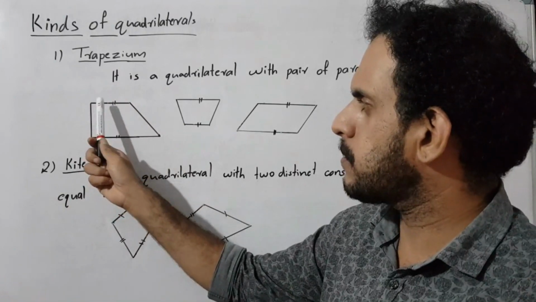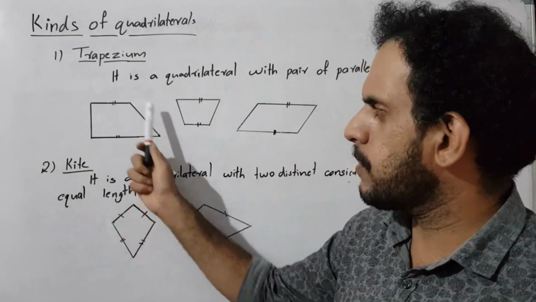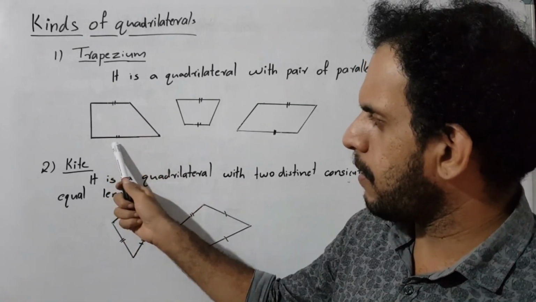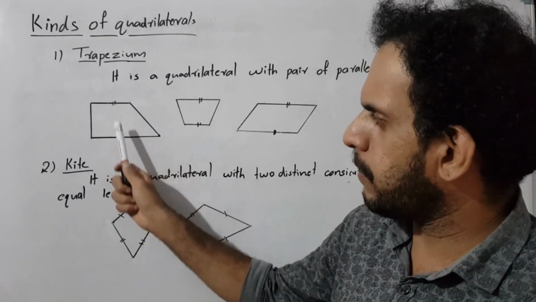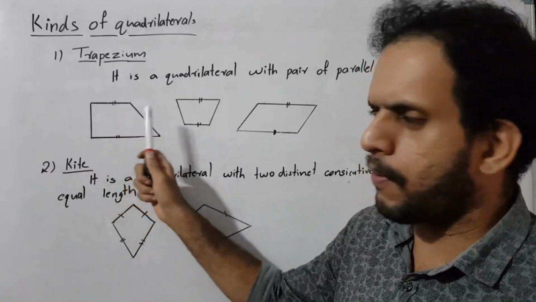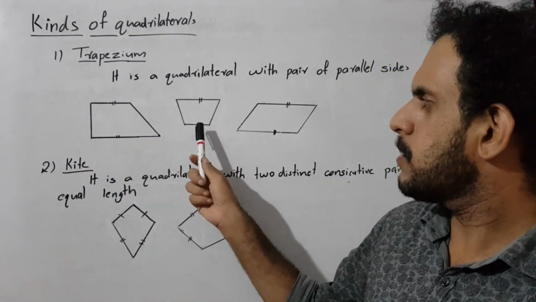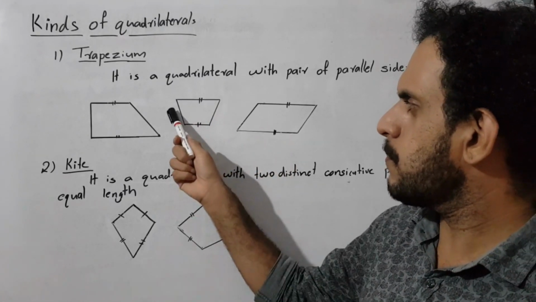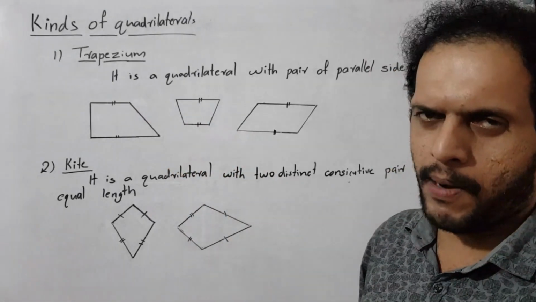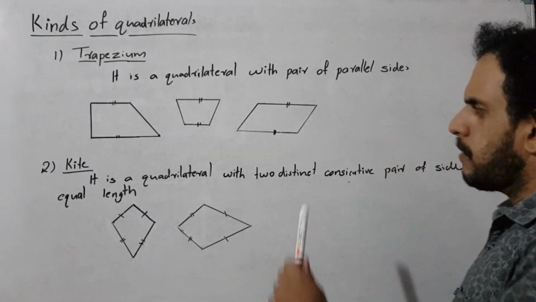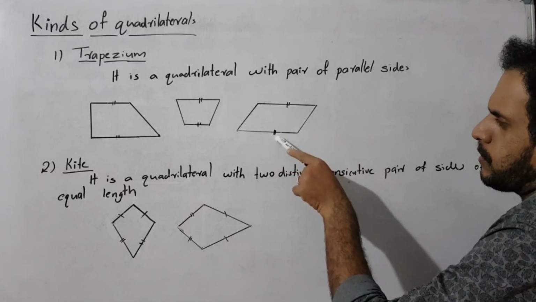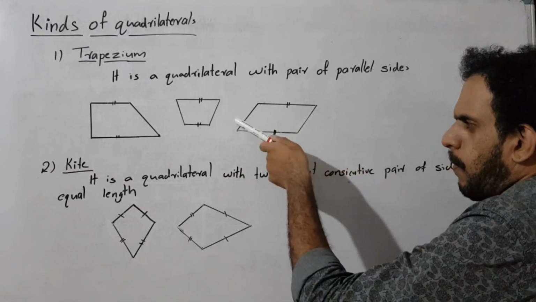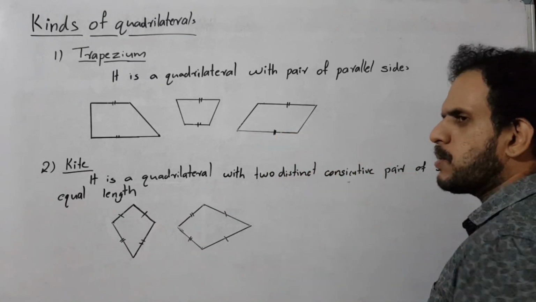These are the examples. A four-sided figure is a quadrilateral. These pairs are parallel, correct? So it is a trapezium. In this figure, these ones are parallel, so it is a trapezium. Sometimes if two pairs are also parallel, it is also a trapezium. Clear? Here, if these two sides are parallel, it is a trapezium. If these sides are parallel, then also it is a trapezium.